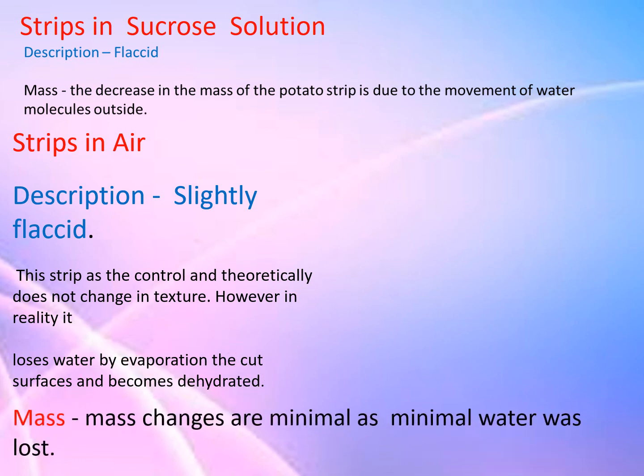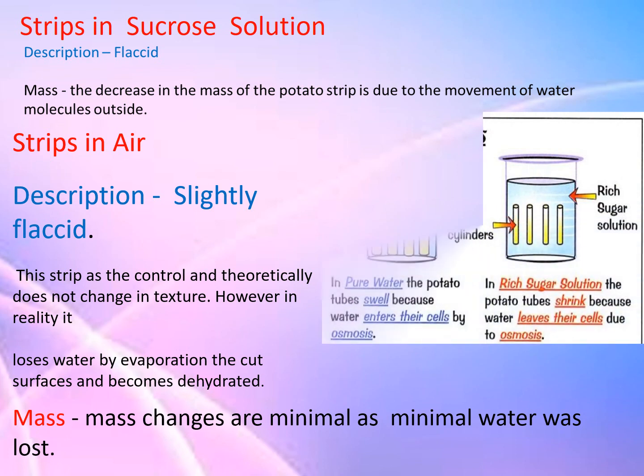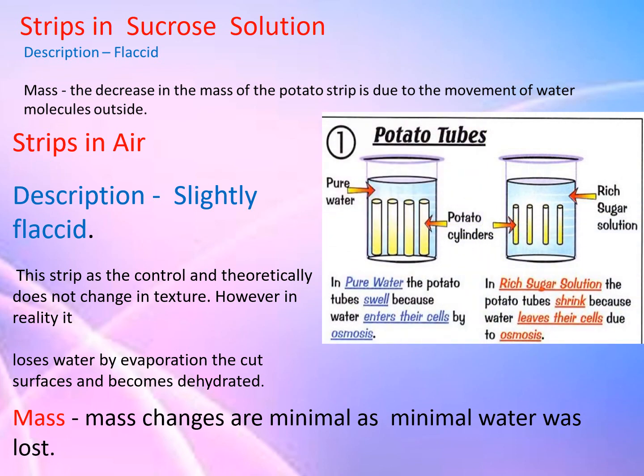What can you tell about the mass in the air? Mass changes are minimal because it loses only a little water. We can summarize from this one. Potato tubers in pure water swell because water enters their cells by osmosis. When we put them in a high sugar solution, sucrose solution or salt solution, what can you observe? The potato tubers shrink because water leaves their cells due to osmosis.